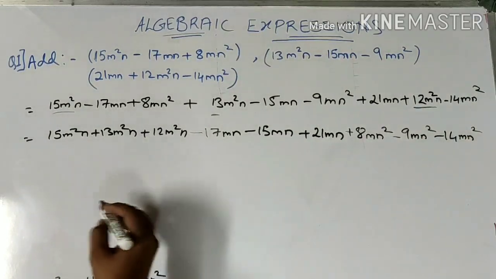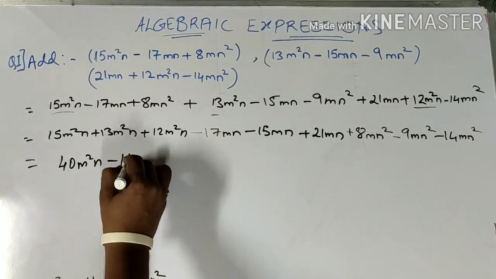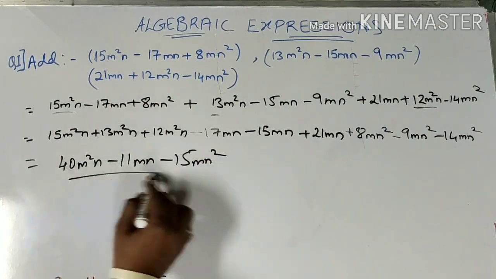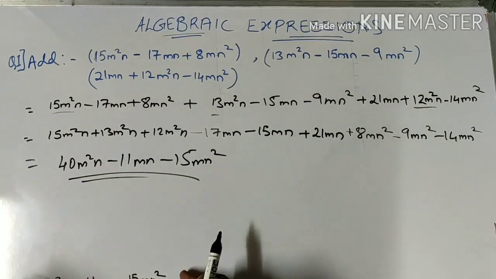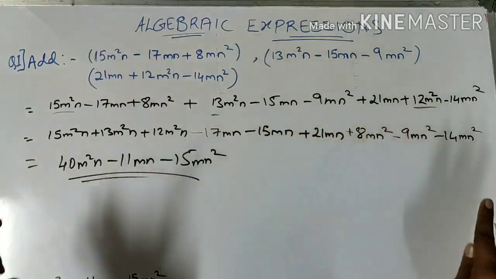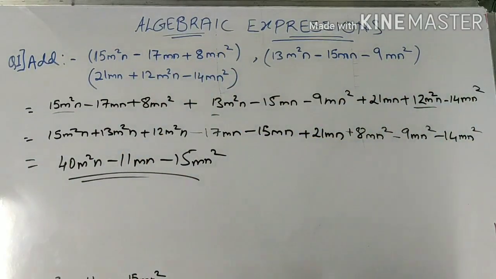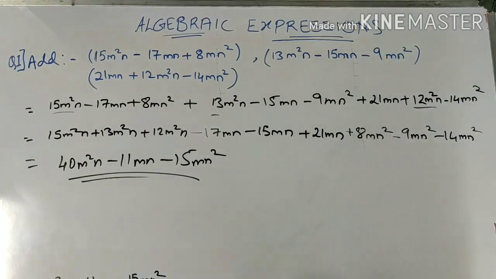So if you add all of this, you will get 40 m square n minus 11 mn minus 15 mn square. So by both the methods you get the same answer. This was by vertical method and this is by horizontal method. In horizontal method you just need to open the algebraic expression brackets and then operate on it. For operating you need to bring all the like terms together. Moving on to the next sum.